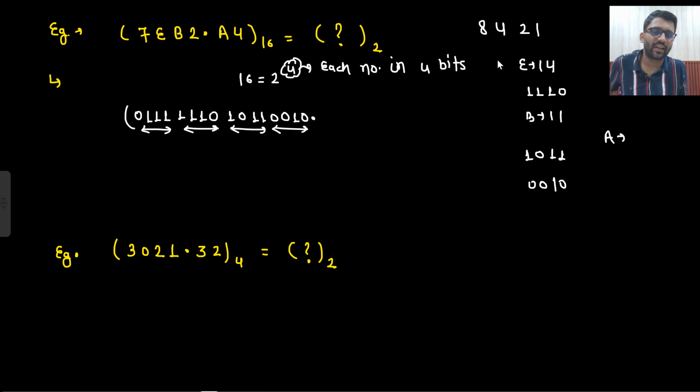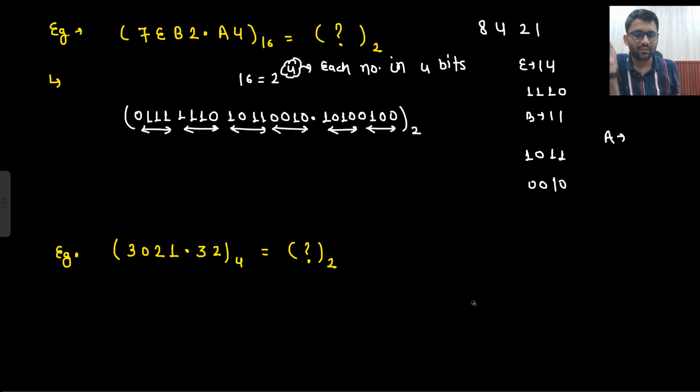A is 10. So 10 can be denoted as 1 0 1 0. Next is 4. 4 can be denoted as 0 1 0 0. 4 bits, and that's it. So this will be the number in binary: 4 bits, 4 bits, 4 bits, and 4 bits.